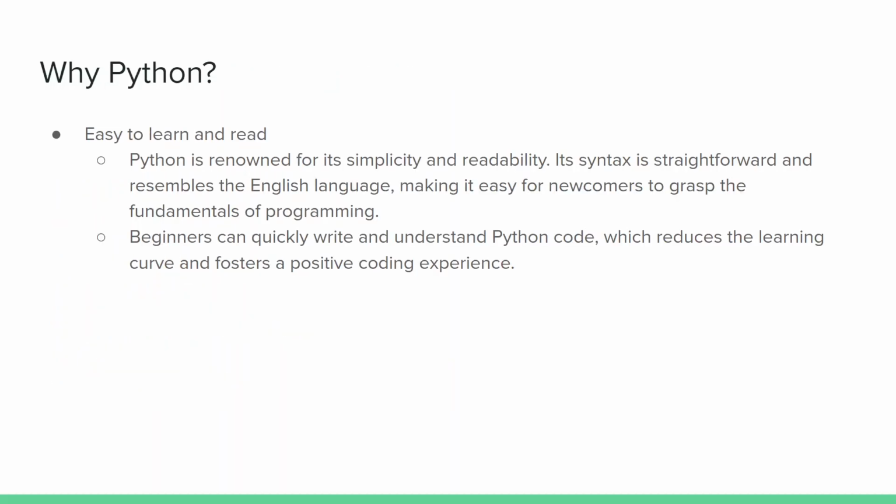So, why should you learn how to code in Python? Well, first of all, it's really easy to learn and to read, and it is renowned for its simplicity and readability. Its syntax is very straightforward and resembles the English language, making it easier for newcomers to grasp the fundamentals of programming. Whereas in Java and other programming languages, you have to worry about a bunch of other syntax that might not seem too easy for newcomers to understand, but Python is much easier to at least understand, and it's much easier to pick up, especially for me when I started learning. Beginners can quickly write and understand Python code, which reduces the learning curve and fosters a positive coding experience.